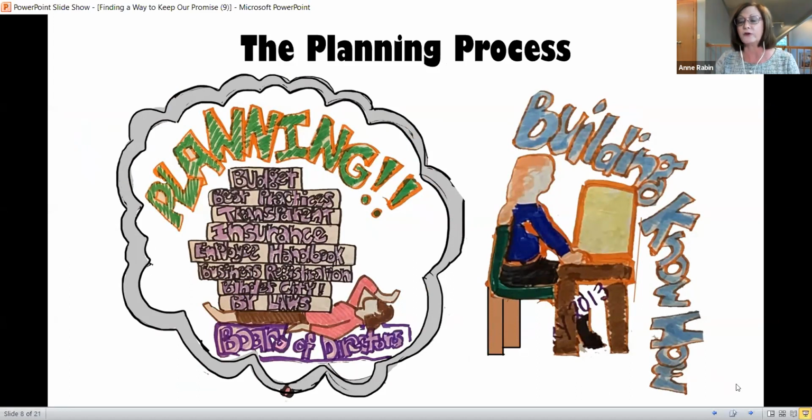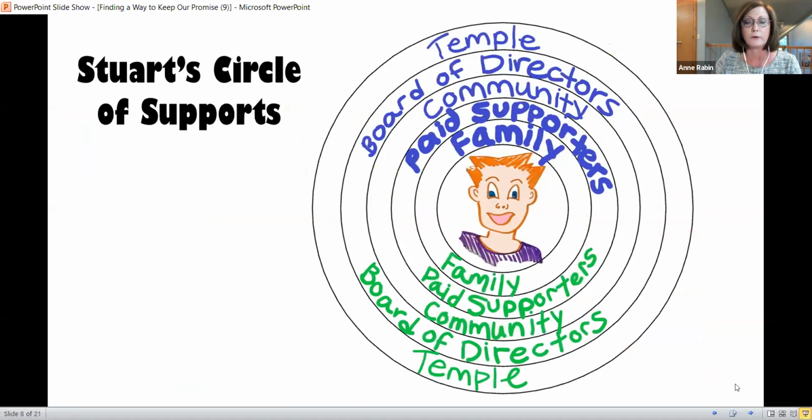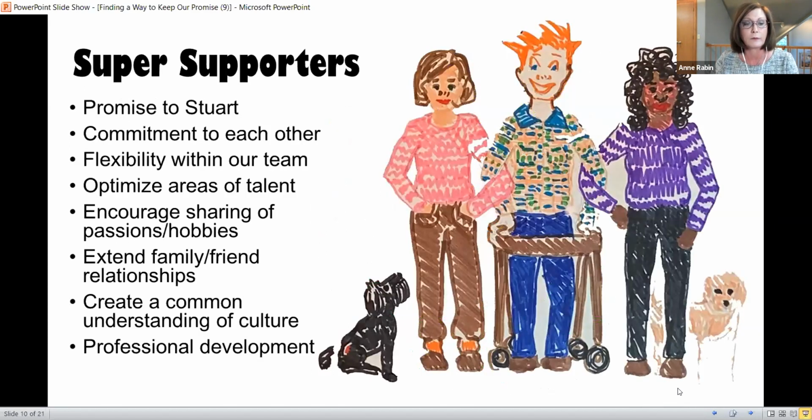We also had to build a lot of in-house know-how. So today, Stuart's circle is surrounded by many people beyond his family. He has his family, paid supporters, folks in the community, his wonderful volunteer board of directors, and his temple congregation.